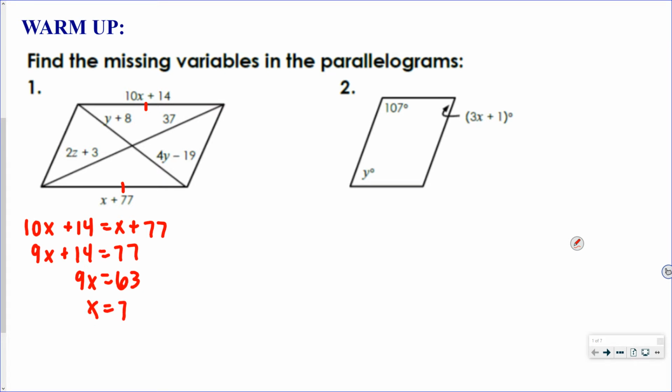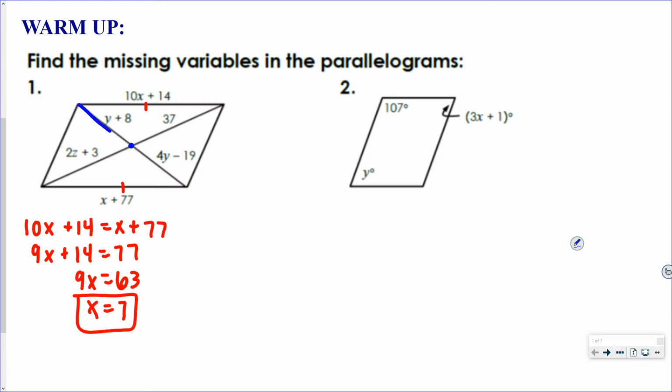Since x was labeled on my opposite sides there, that's how I'd solve that. What do we know about their diagonals? You remember? What's special about their diagonals? They meet at the midpoint. Good. Nice. They intersect at the midpoint. They bisect each other. Okay?